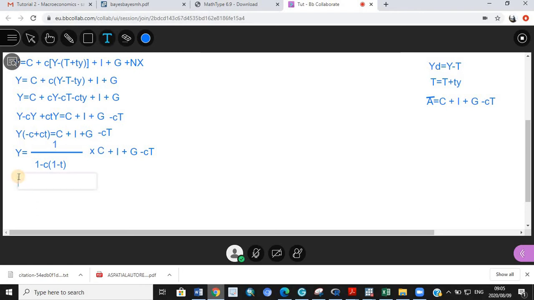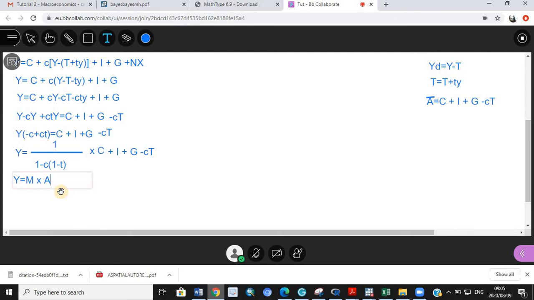We will have Y equals to, in this case, M. We will assume that all of 1 divided by 1 minus c, 1 minus t, is a multiplier, denoted by M. So this is going to be M times A. A is autonomous expenditure, as you can see here. This is basically what we have as a multiplier.